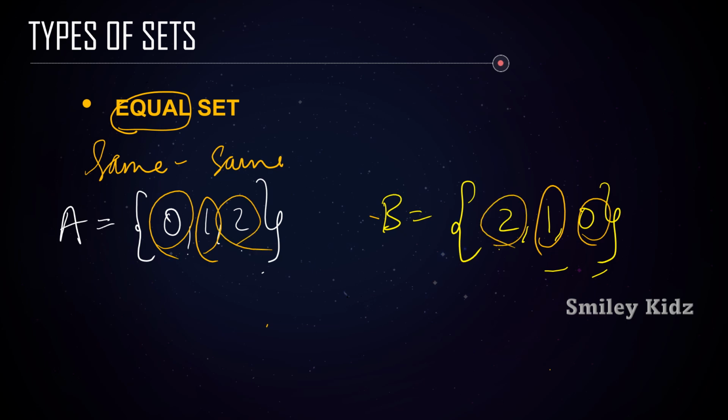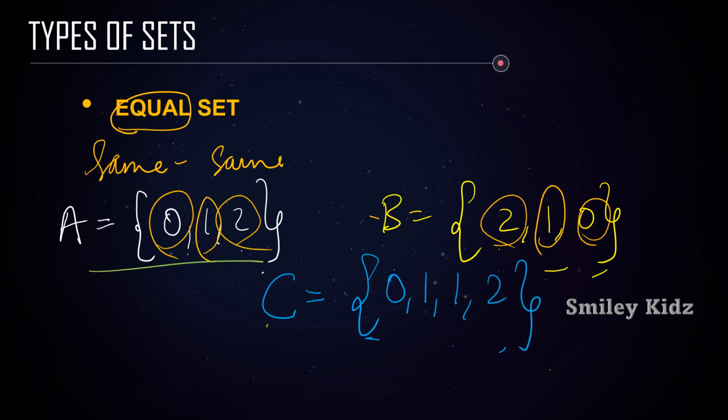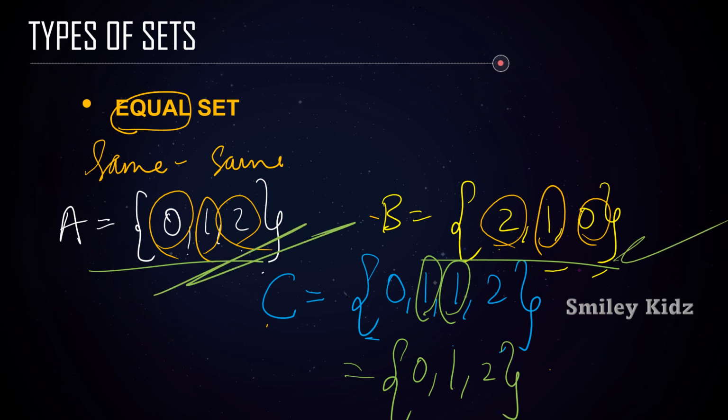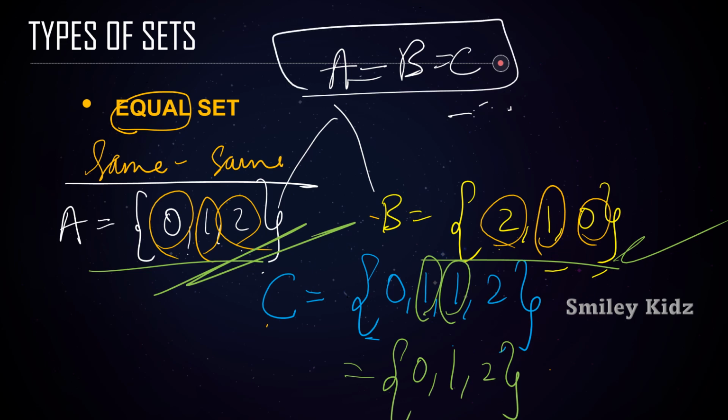They may not be in the same order, but the order can differ. Let's suppose C is equal to 0, 1, 1, 2. This is also an equal set for these two. Why? Because here 1 is repeated twice. That does not make a difference. It simply means 0, 1, 2, and that is the same as this and this. Alright, that is an equal set, where the elements are same. Fine. Now here it means that A equals B equals C. That is what it means.